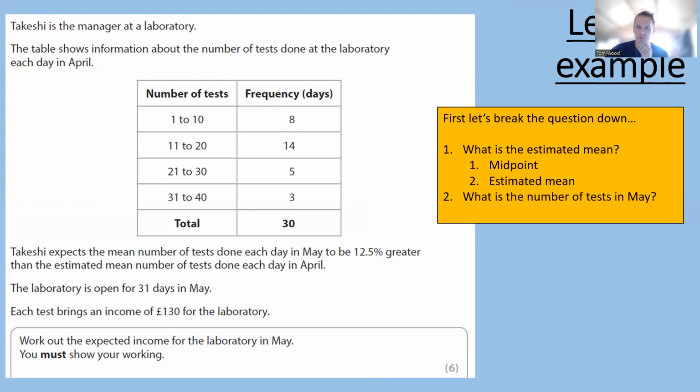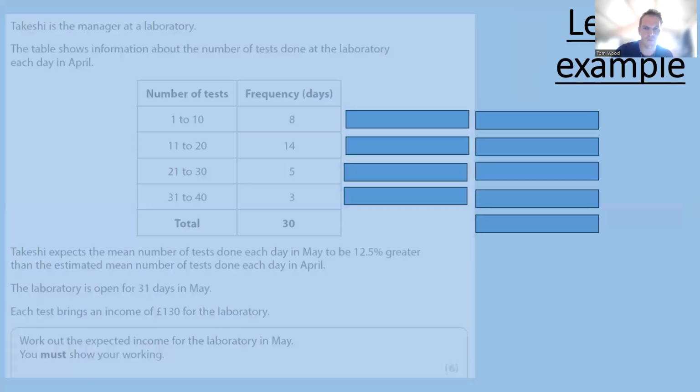So what is the number of tests in May then? We've got the mean number and it's going to be 12.5% greater. So we're going to find this mean, and multiply it by 12.5%. And then finally, what is the income? We know we've got 31 days in May, and it's going to be £130 for each one here. So we're going to have to compare between these as well.